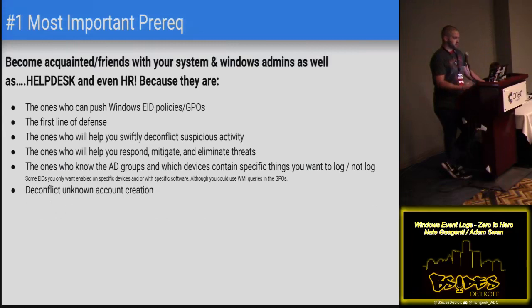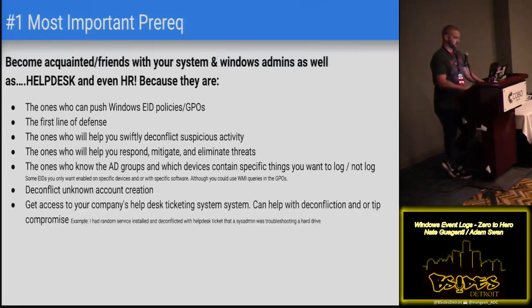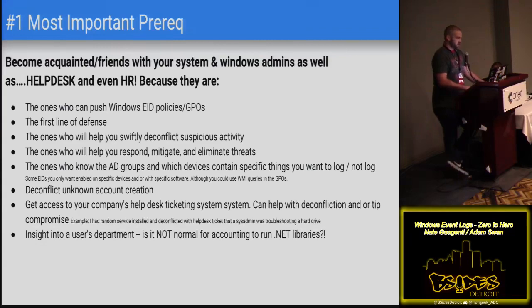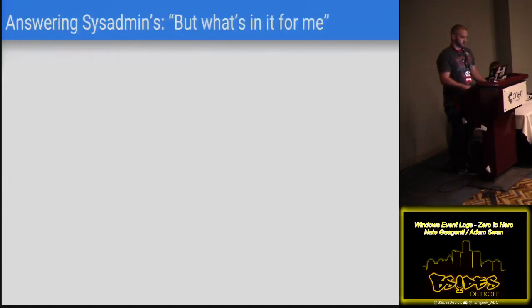HR is good for deconflicting unknown account creation. Also, getting access to your company's help desk ticketing system has been huge for us. At 2 o'clock in the morning, somebody installing a random service related to troubleshooting a hard drive, you're able to quickly deconflict that versus spending 48 hours on incident response. With HR, this one is also good. Is it normal for an accountant to run .NET libraries? Probably not. Hope not. Developers, yes, they're going to run a lot of .NET libraries, but you'll be able to figure that out.